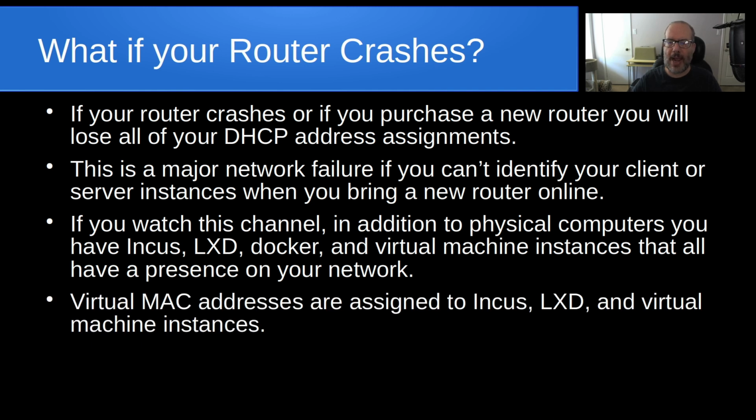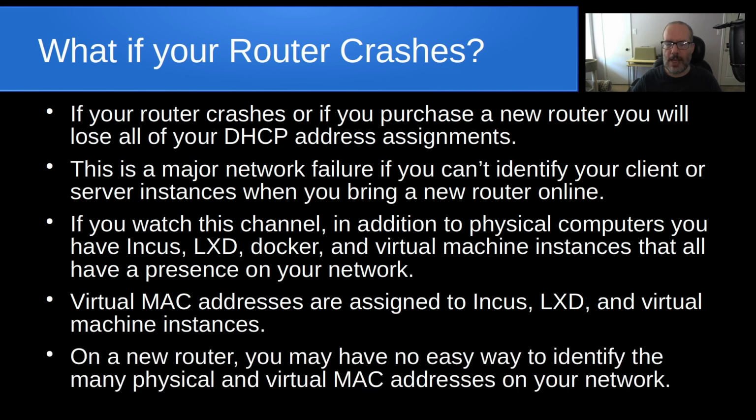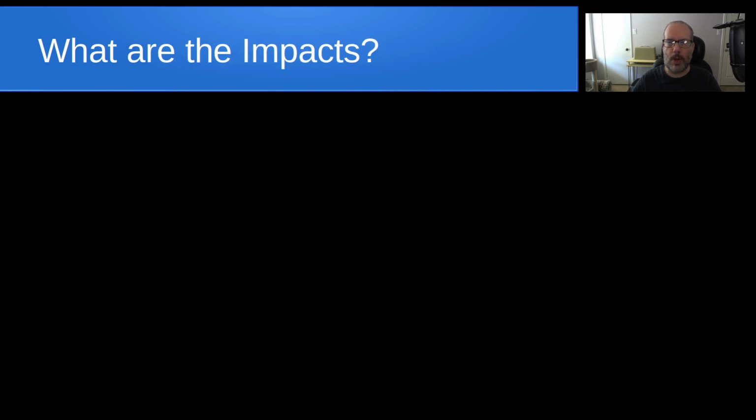So virtual MAC addresses are assigned to Incus, LXD, and virtual machine instances. They're virtual MAC addresses because there's no hardware vendor associated with them, and so they get a generated address. And on a new router, you may have no easy way to identify your many physical and virtual MAC addresses on your network. So what are the impacts of this happening?